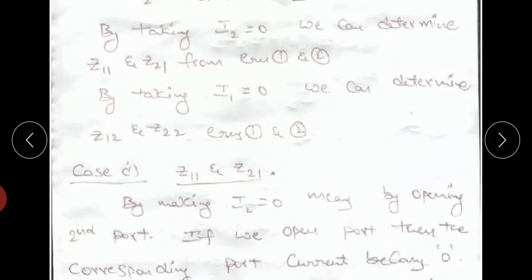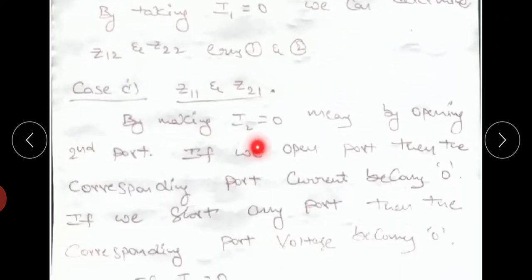First, case 1: find Z11 and Z21. To find Z11 and Z21, I2 must be 0. I2 equals to 0 means the second port should be open circuit. By opening the port, the corresponding port current becomes 0. If we short any port, then the corresponding port voltage becomes 0. Here we require the current to become 0, so open port 2, so I2 equals to 0.